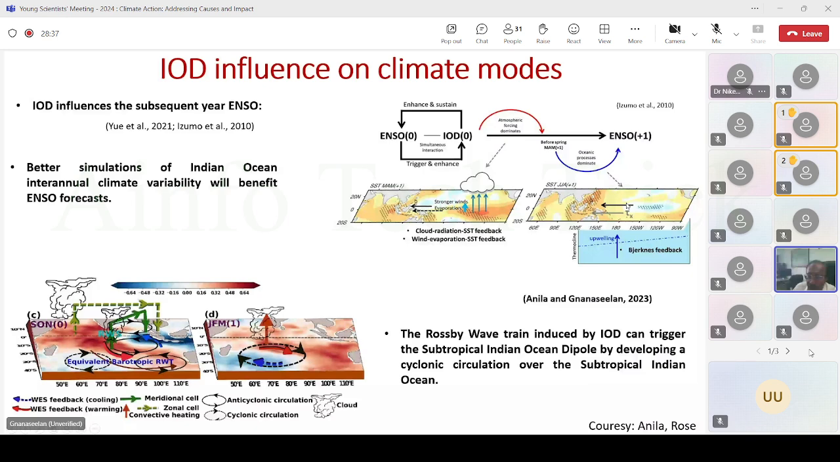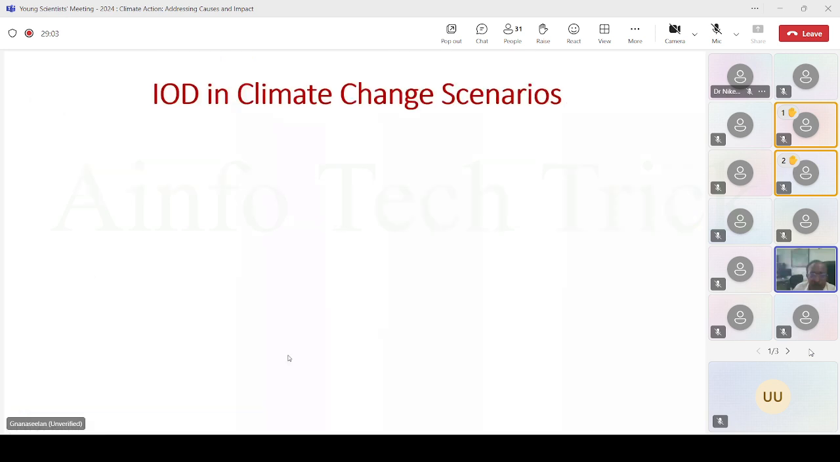Similarly, the Rossby wave train induced by this IOD can actually trigger the subtropical IOD. So the IOD has influence on many climate modes, in addition to the changes in the rainfall pattern.